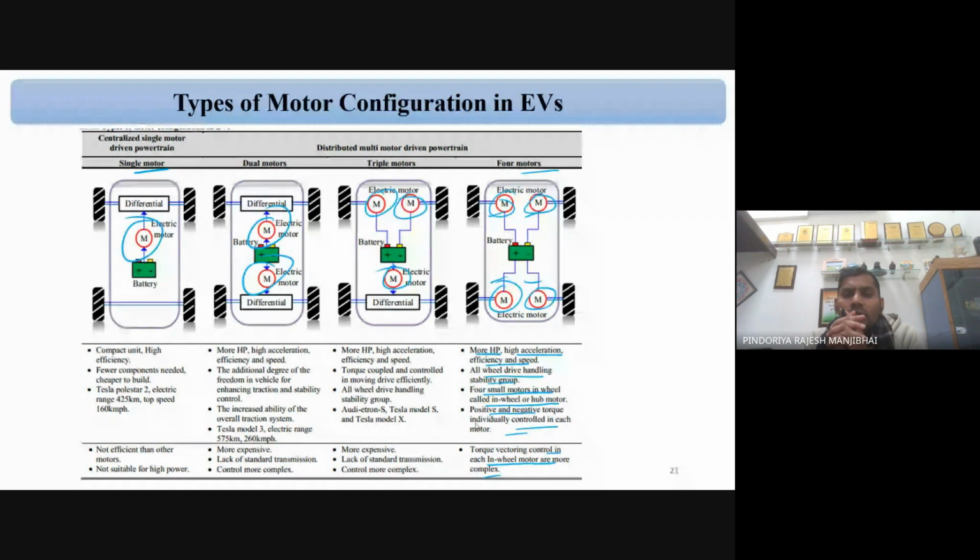Okay, so yes, students, please remember there is a single motor electric vehicle, dual motor electric vehicle, triple motor electric vehicle, and four motor electric vehicle. Every configuration has an advantage as well as a disadvantage. Depending on your requirement, you can choose the different type of configuration.